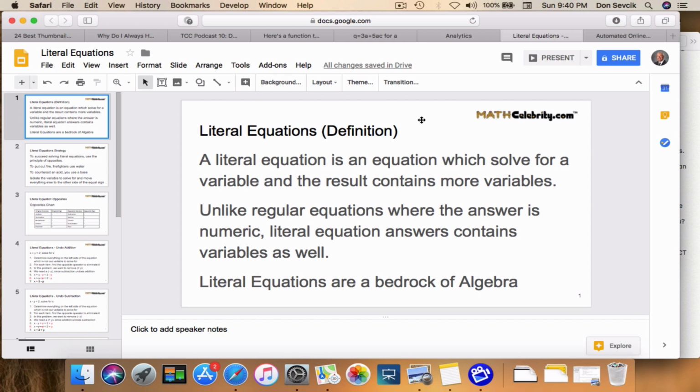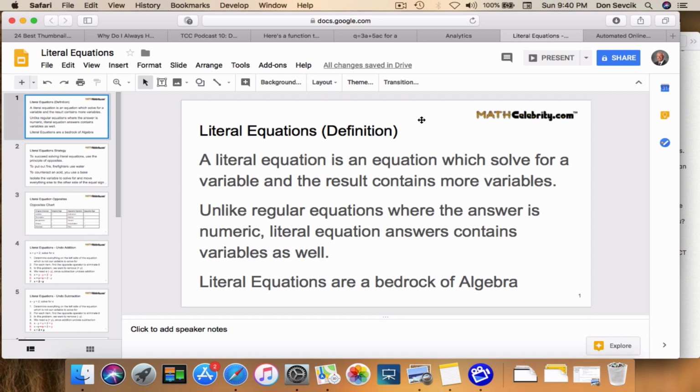So first, what is a literal equation? It's an equation which solves for a variable, but the result contains more variables. Now, how is this different from regular equations? Regular equations, the answer is numeric, but literal equations, answers contain variables as well.